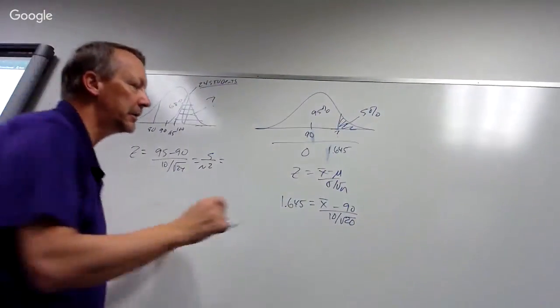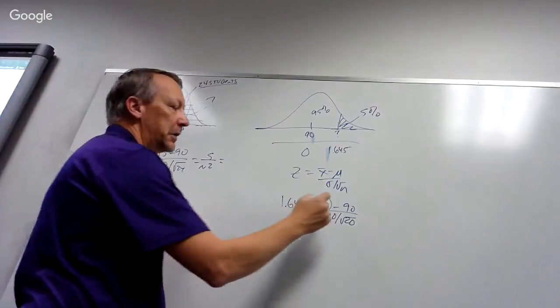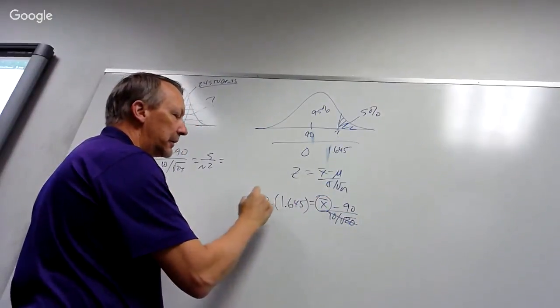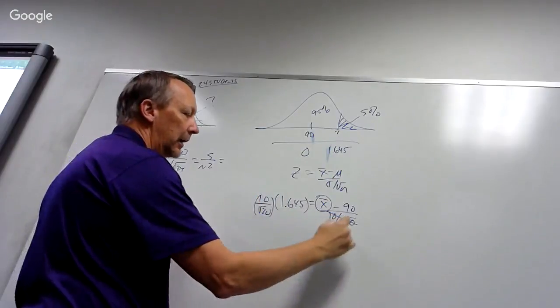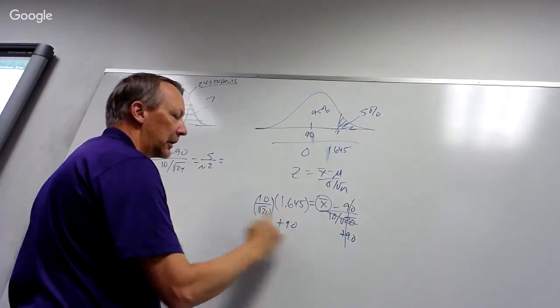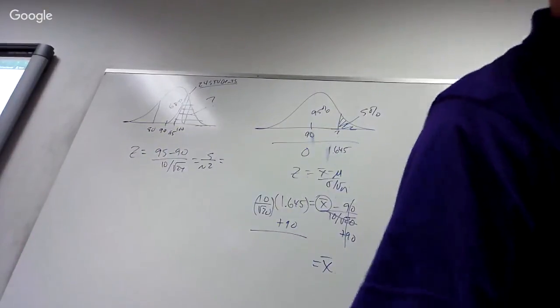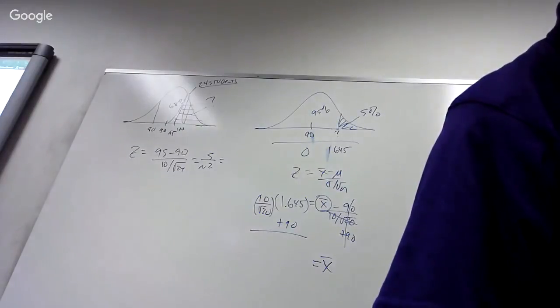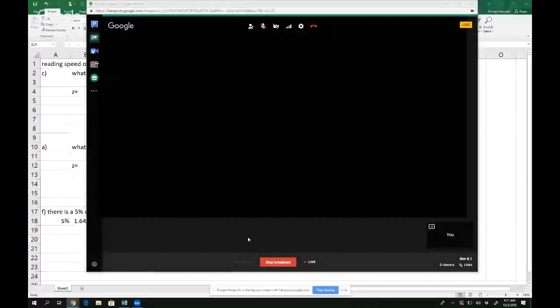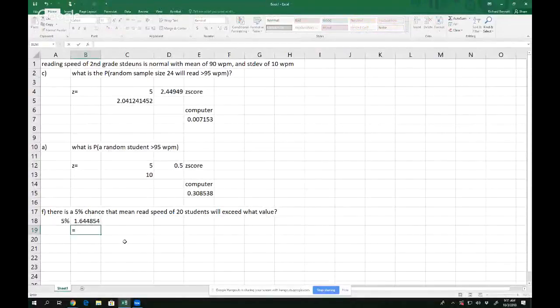Okay, and now we just have to solve for x bar, right? So I'm going to multiply both sides times 10 divided by the square root of 20, and then I'm going to add 90, so that goes away. So x bar equals whatever that equals. I've done it on the board. I'm going to take this number, multiply it by 10, divide it by the square root of 20, and add 90. And that gives me 93.678 words per minute.